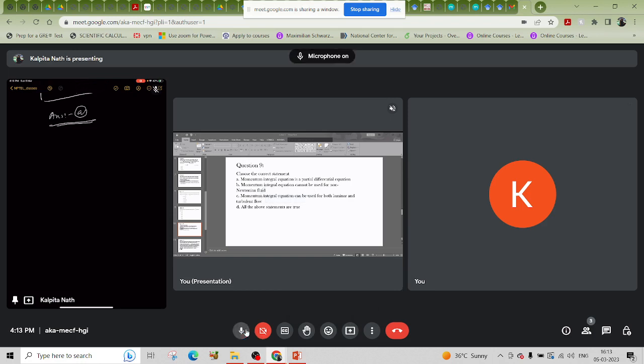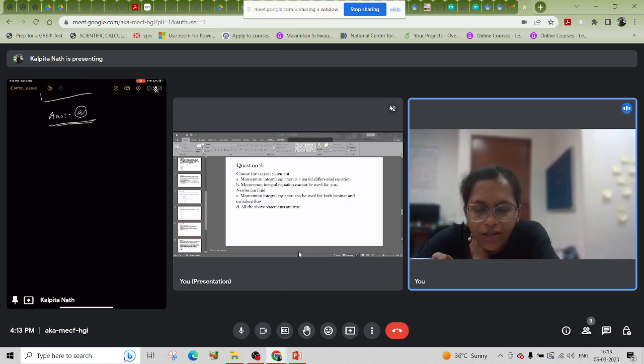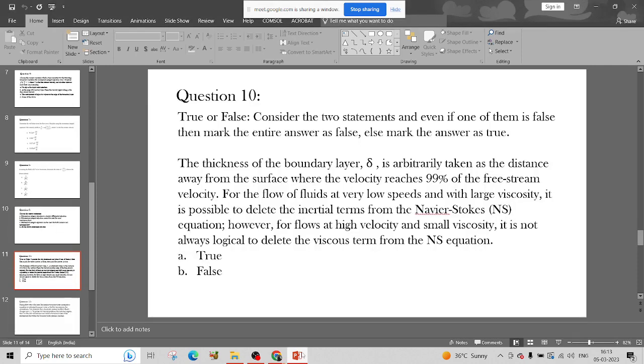Okay. So this is rather a simple question. Momentum integral equation is a partial differential equation. Obviously, momentum integral equation is a partial differential equation. We are just integrating it. So the option A will be the correct answer. Let us proceed to the next question.